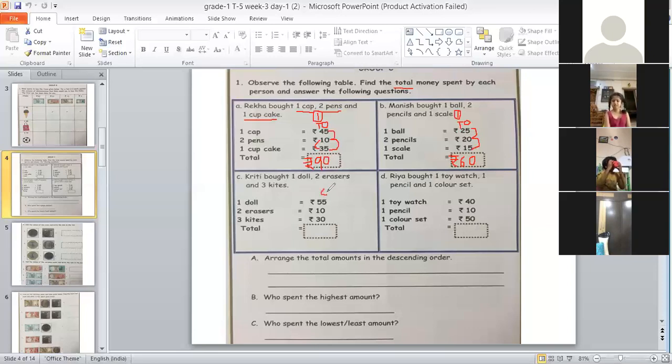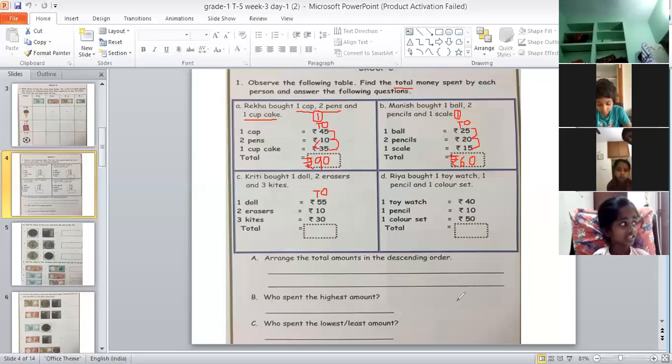So again, we'll write here ones and tens first. Bhavashrit, you tell me what are the numbers in ones place here? 5, 0 and 0. Very good. So first you tell me 5 plus 0, how much? 5. Very good. And again 5 plus 0? 5. Yes. So in ones place we will write 5.